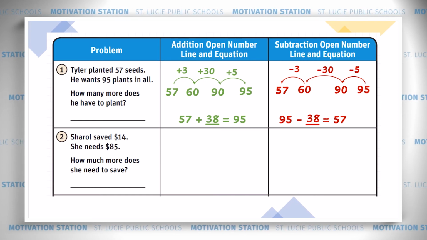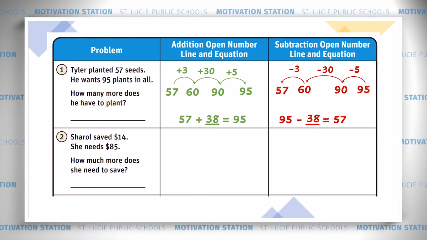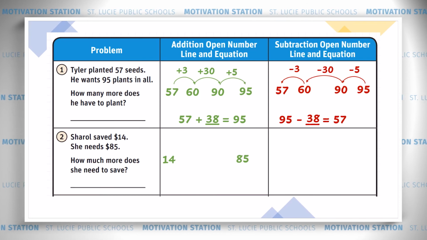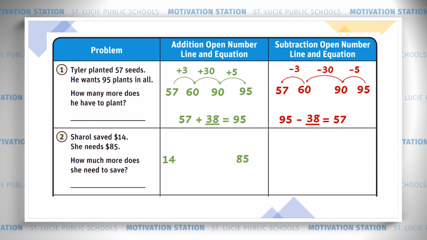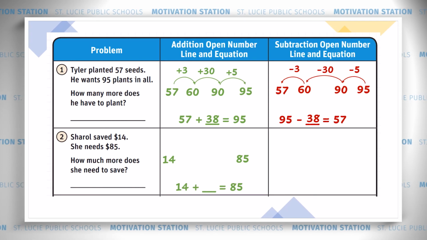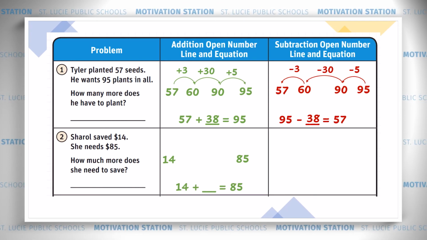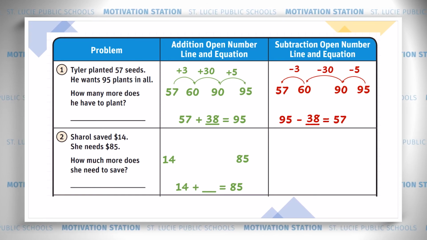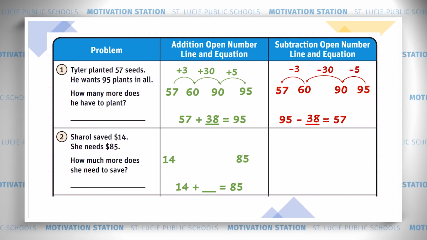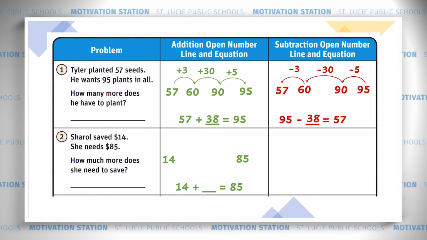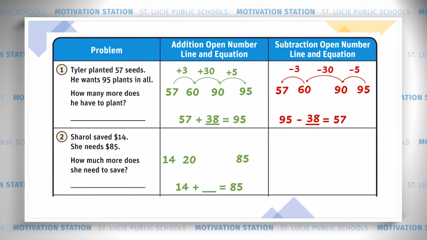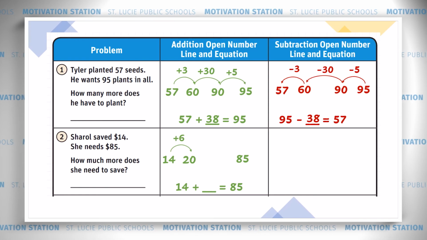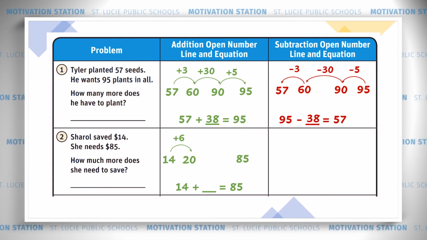We're going to start with addition. For addition, we're going to start with our 14, the part, and we're going to try to get to our whole, which is 85. Our equation will be 14 plus blank equals 85. What do I want to do for my first jump? Now, there are a couple ways I could do this. Let's get to a nice easy 10 first. I want to get to 20. 14 to 20 is plus 6. Let's go ahead and write all that down.